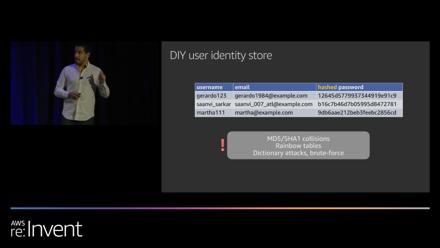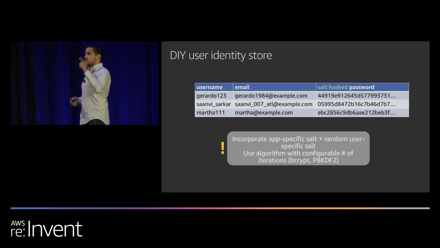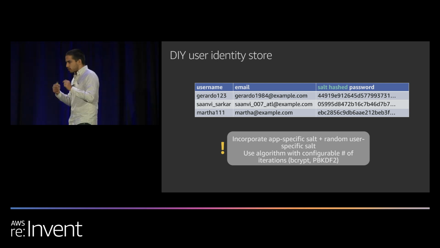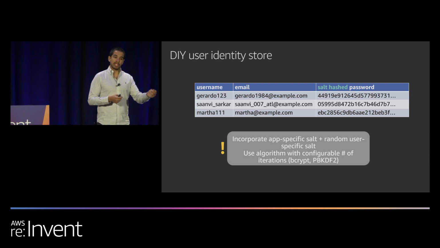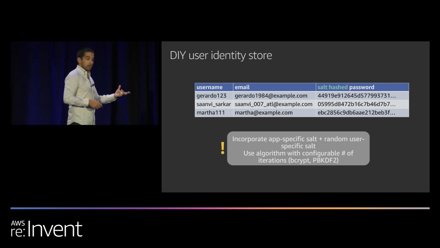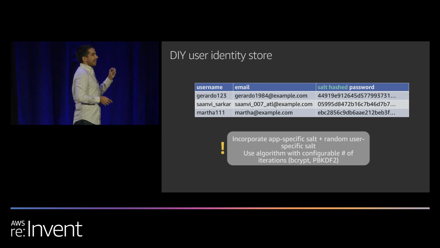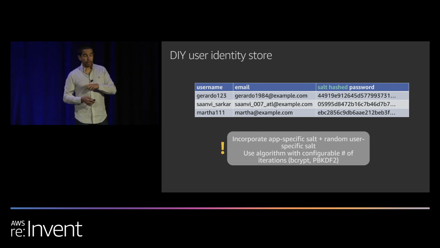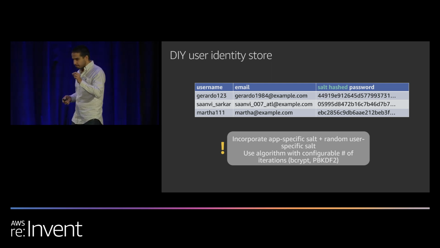So that's not good. Something that's much better is salt hashing the passwords. But when you're salt hashing the passwords, there's a specific mechanism you need to follow to get it right. For example, you need to incorporate API-specific salts and some random user-specific salt. So it can be hard, and it's not ideal, because before salt hashing them, you're still transferring the credentials over the wire before they get to your backend.